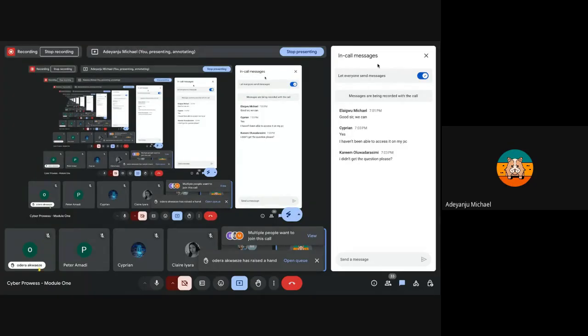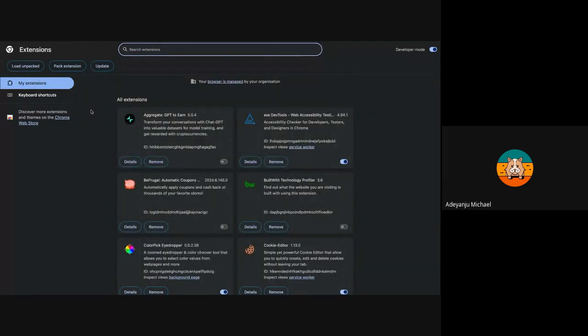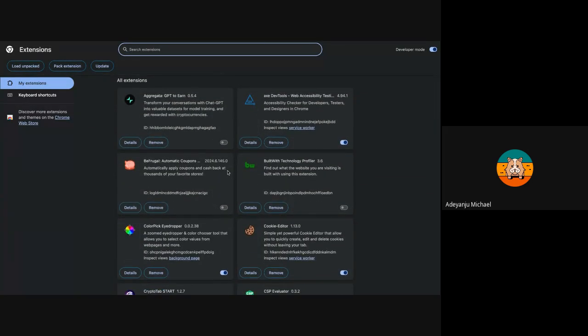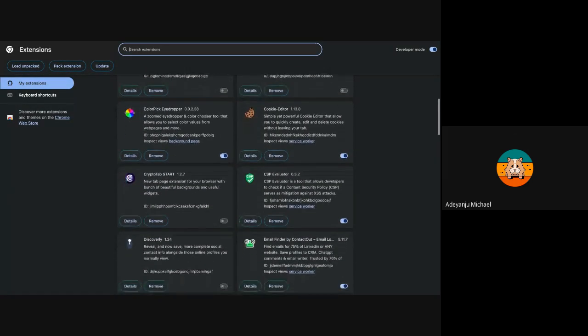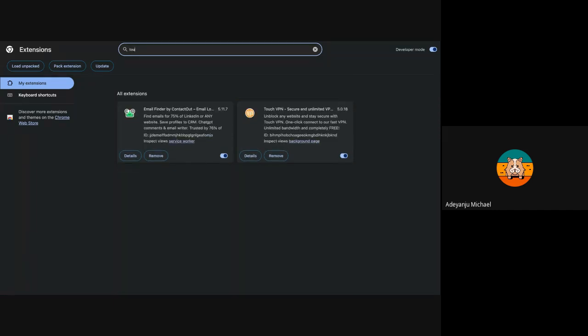To have your screen like this and access the interface or the Netacad website, I advise you use an extension, a VPN basically. I use an extension called Touch VPN. You can use any other VPN, like Nord VPN or something, but I use Touch VPN.